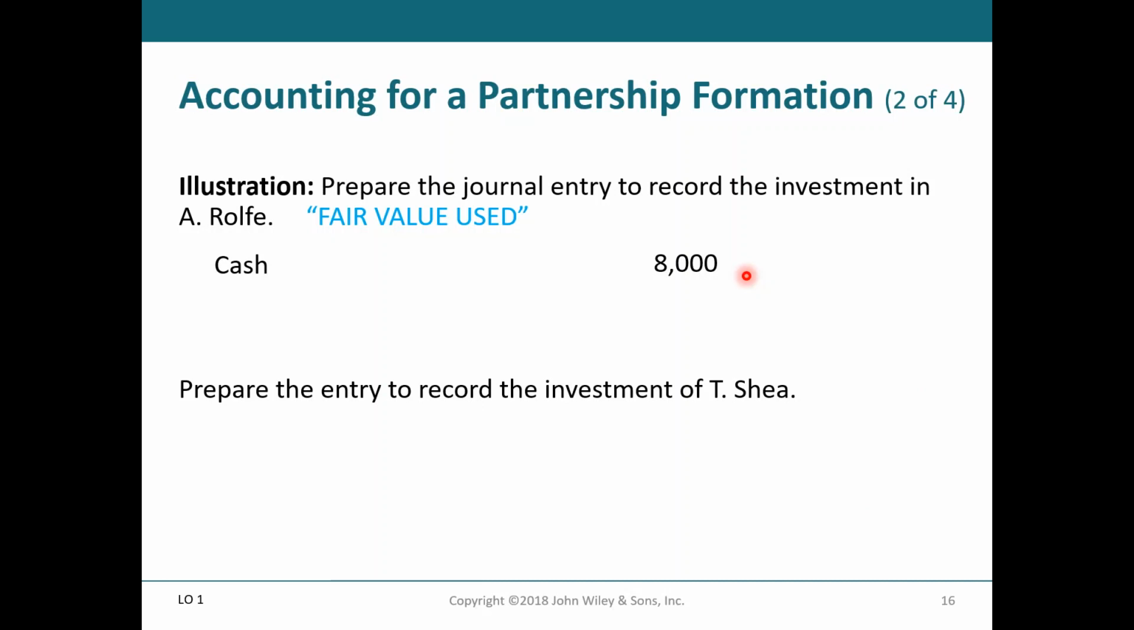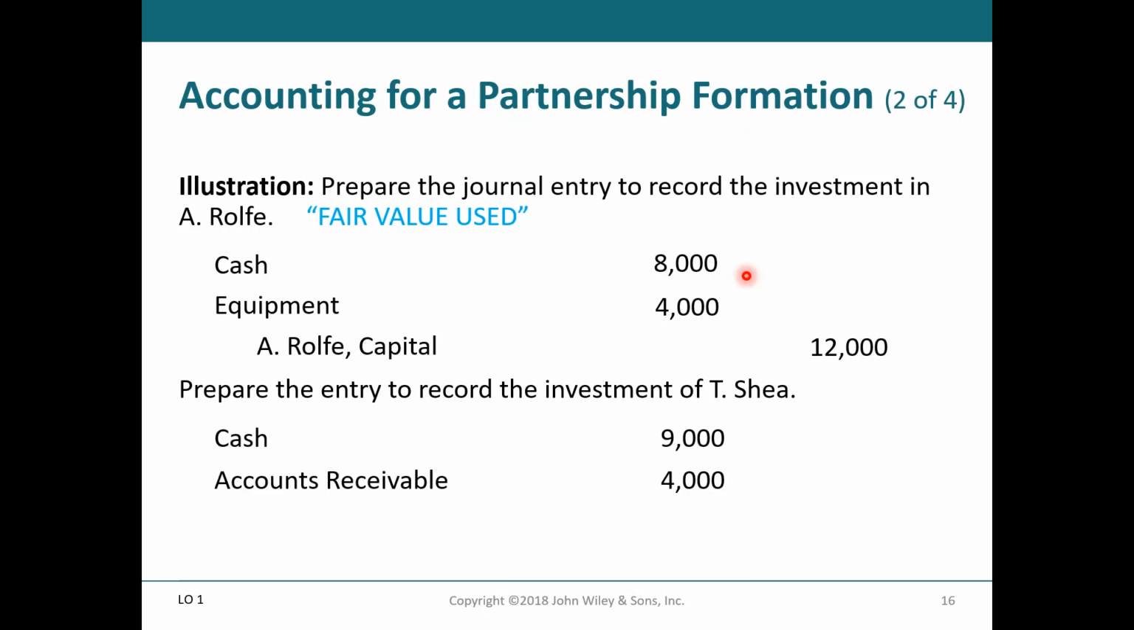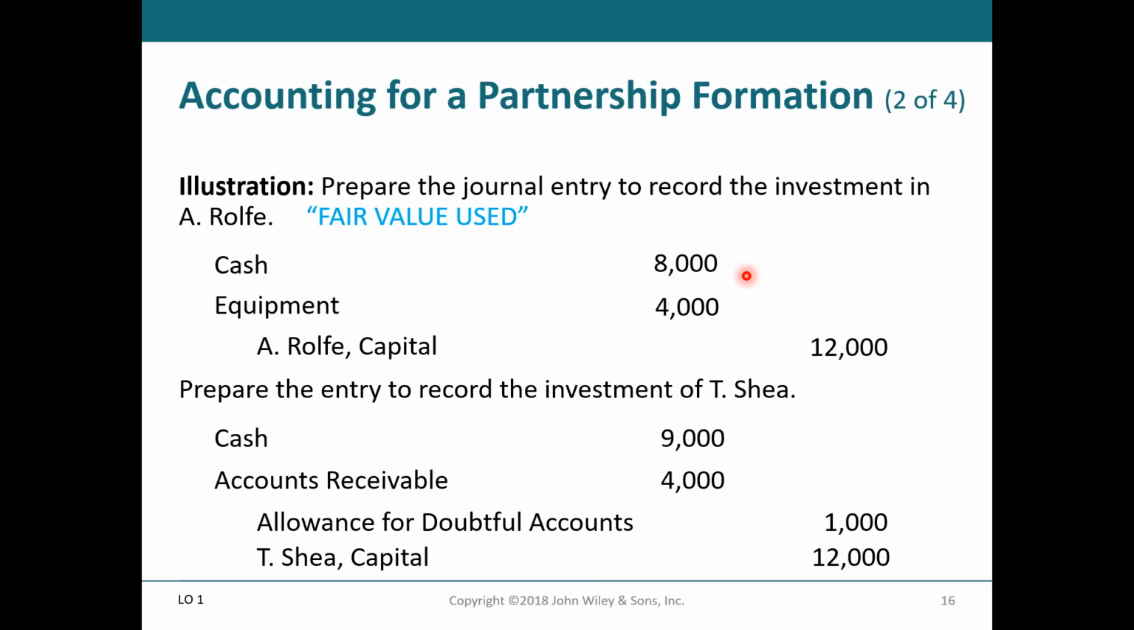And so cash is going to be debited for $8,000. You're going to debit equipment for $4,000 and credit his capital account for $12,000. For Shia, you're going to debit cash for $9,000, debit accounts receivable for $4,000, credit allowance for doubtful accounts, and credit his capital account for $12,000.